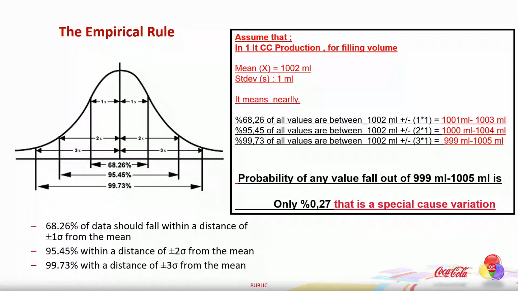So the probability of any value falling outside of this range, 999 to 1005 ml, is only 0.27%, which is a very special case variation. So in this lecture we have learned the empirical formula, the normal distribution, and the six sigmas. Plus minus 3 sigma is 6 sigmas because there are 3 sigmas on both sides. We also saw the percentage of data that will be covered in this sigma and in this normal distribution.